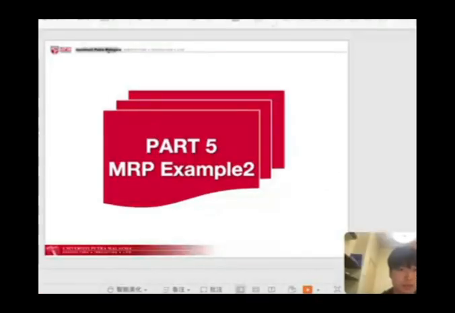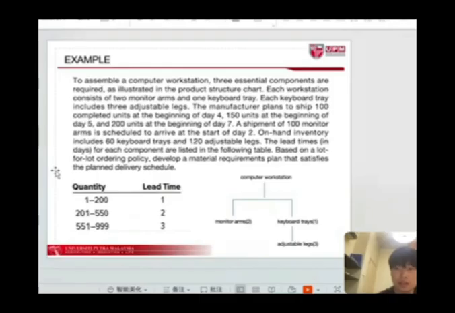In example 2, a computer workstation is given. Each workstation includes 2 monitor arms and 1 keyboard tree. Each keyboard tree contains 3 adjustable legs. The lot for lot rule is applied in this case. And the first step is to draw the corresponding product structure tree and label the quantity relationships.